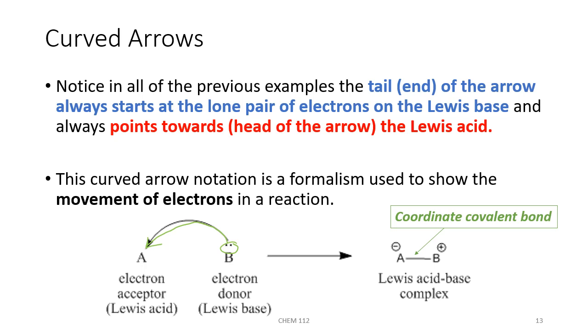It's not the other way around. We would not show the arrow starting at our acid pointing towards our base because our acid is an electron pair acceptor. It does not have electrons to donate. It's the base that's doing the donation of the electrons when we form that new coordinate covalent bond.